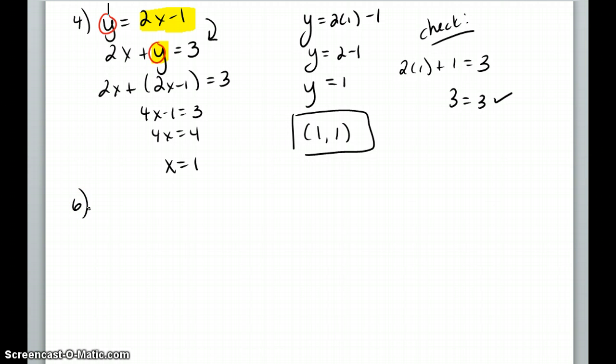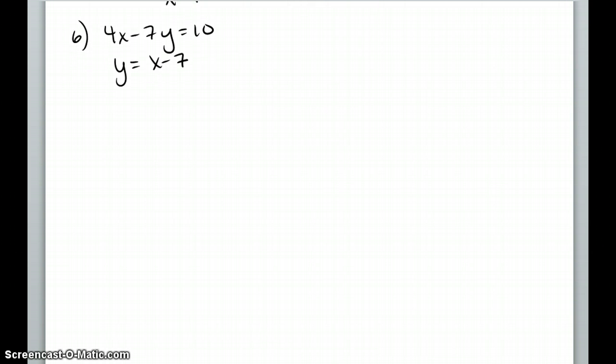All right, let's take a look at 6. So 4x minus 7y equals 10, and y equals x minus 7. Once again, looking for a variable to be isolated, we do. So let's go ahead and start substituting. So y is isolated, y equals x minus 7, and I'm going to replace it into the other y. Remember that when you're using substitution, please use parentheses. So 4x minus 7 in parentheses, x minus 7 equals 10.